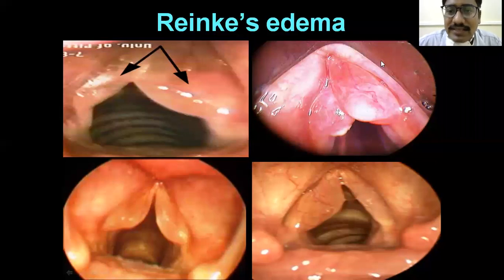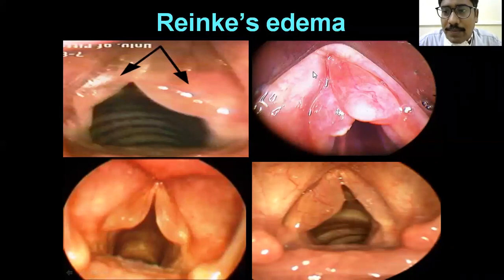Excellent. So this is a bag of water. But there is bag of worms. Bag of worm appearance in the testis is varicocele, but this is a bag of water, boggy appearance, bag of water appearance is Reinke's edema.